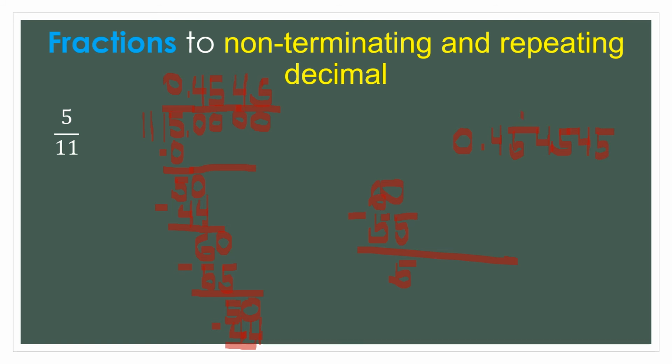Since 45 is repeated continuously, we can write our answer as 0.45 bar. This means that 45 is repeated continuously. Last example for fractions to non-terminating and repeating decimals. 13 over 15 means we have to divide 13 by 15.